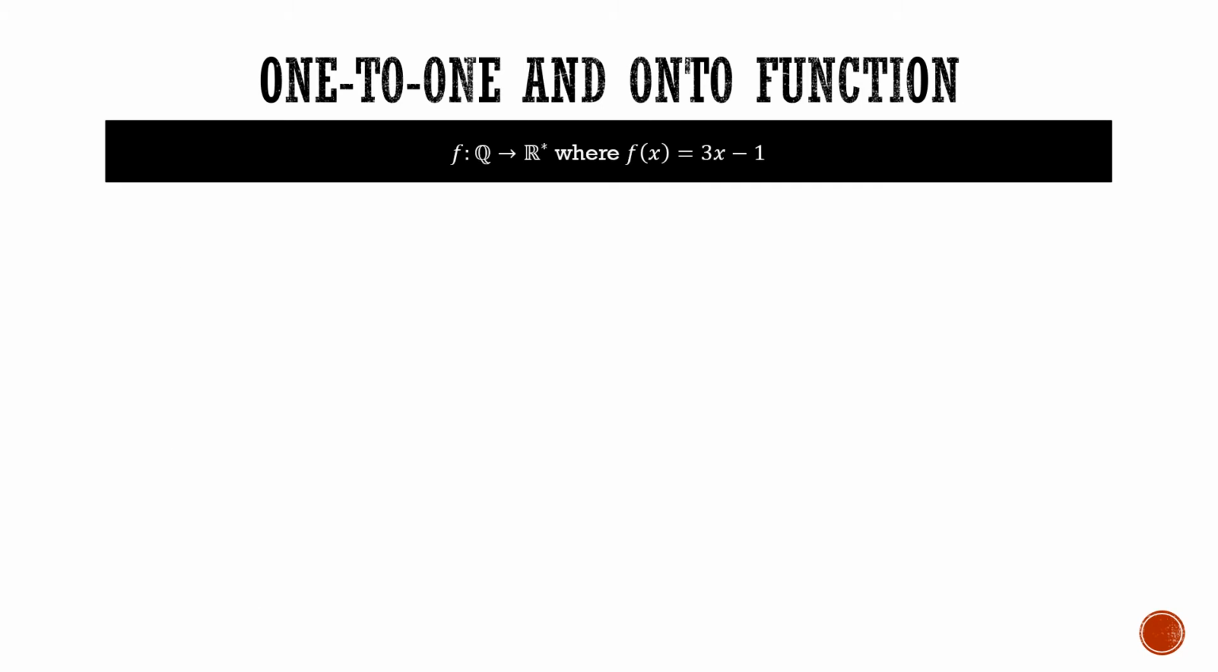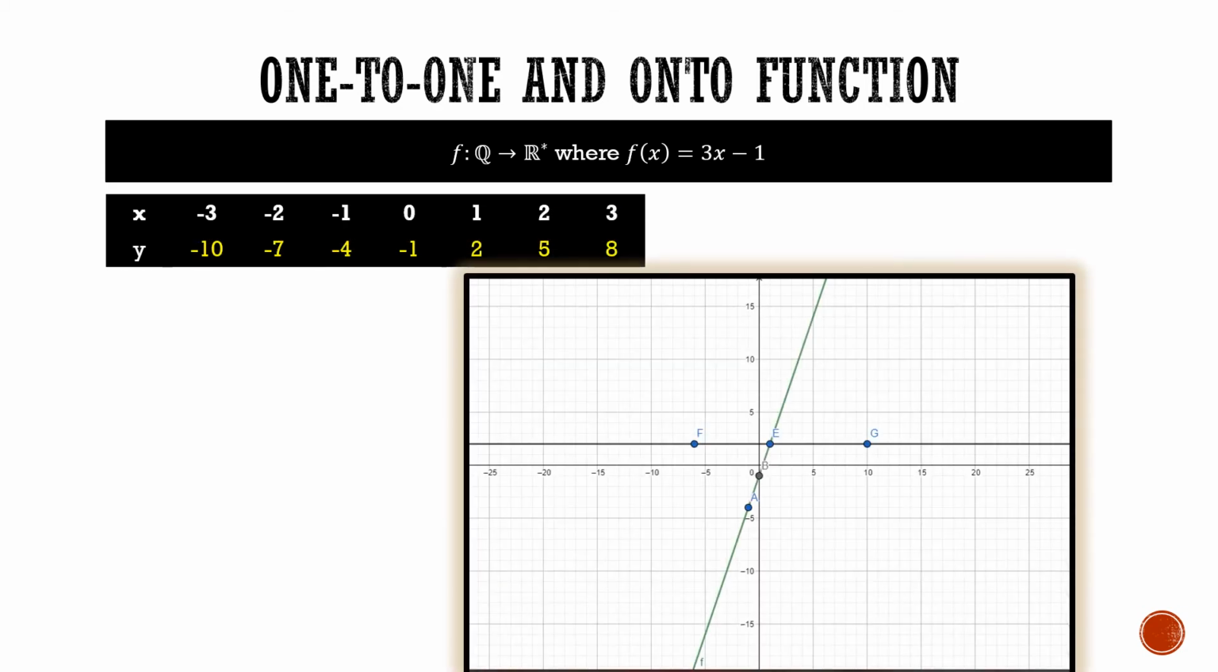Another example is the mapping of f from rational numbers to non-zero real numbers where f of x is equal to 3x minus 1. This is one-to-one as each element in the domain has a unique image in the codomain. Also, all the possible images in the codomain were used, as you can see on the image.